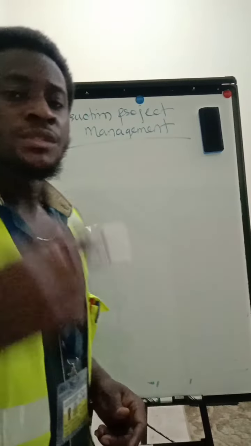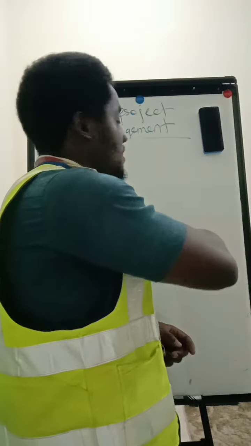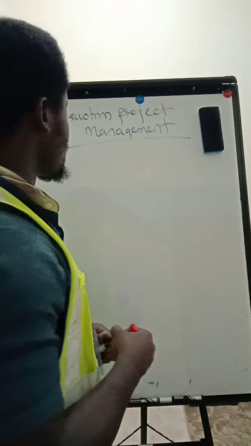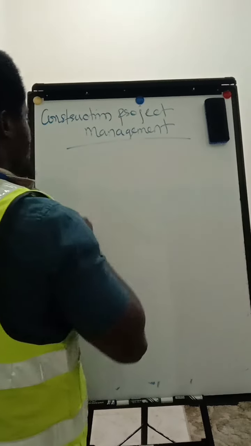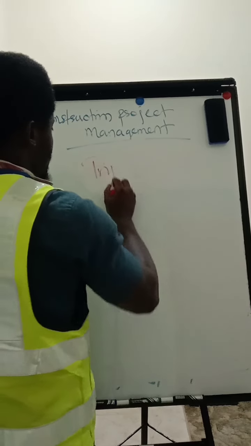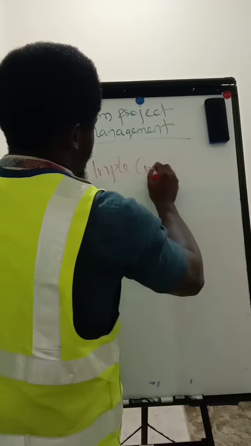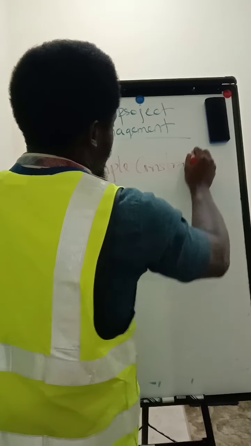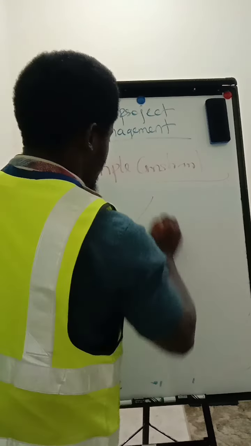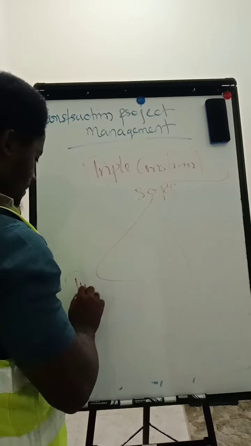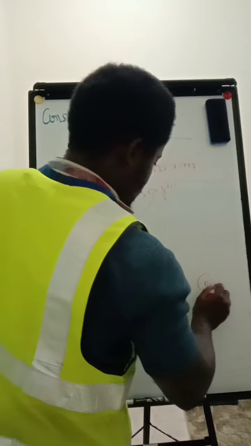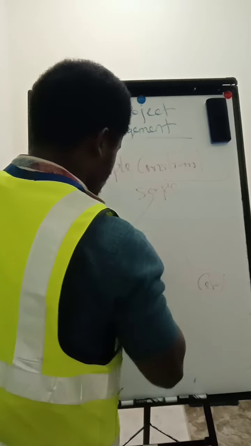So we require the skills of project management approaches in order to manage these different activities in the project. After understanding this, we'll now move to the triple constraint. In the triple constraint, we'll talk about the scope, the time, cost, and quality.